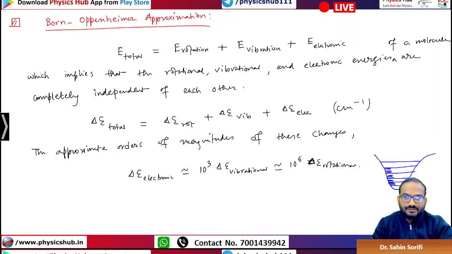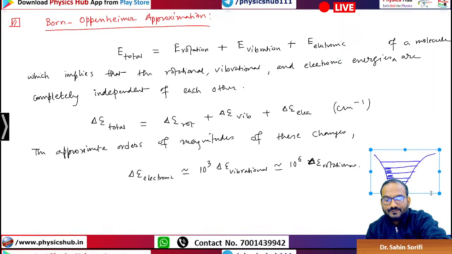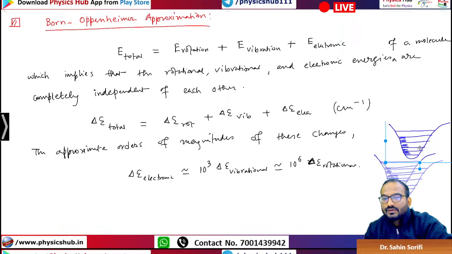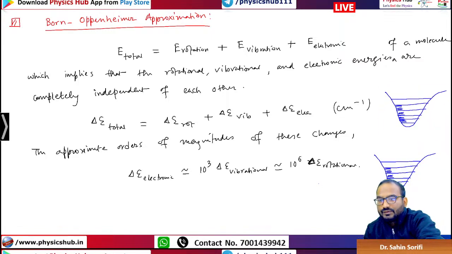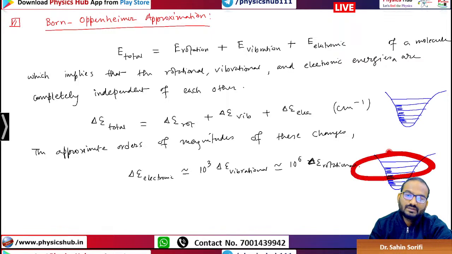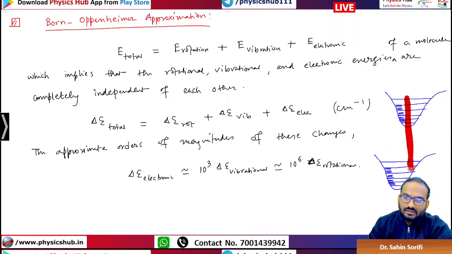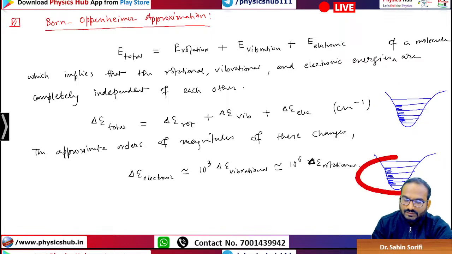What about electronic? Electronic will be something like this, control C, control V. Okay, so this is like one electronic level, this is another electronic level. The transition between electronic levels means the fine structures of the vibrational levels. The transition will be happening like this. This is one electronic level, this is another electronic level. Now you understand.